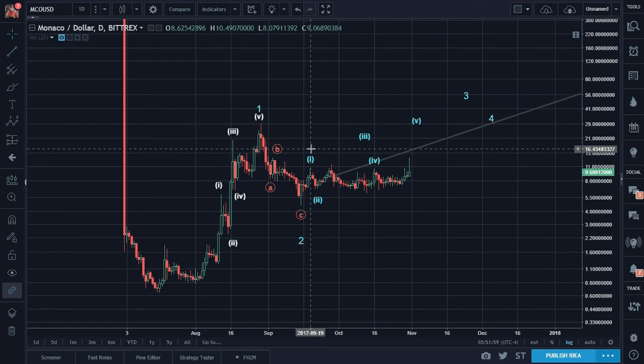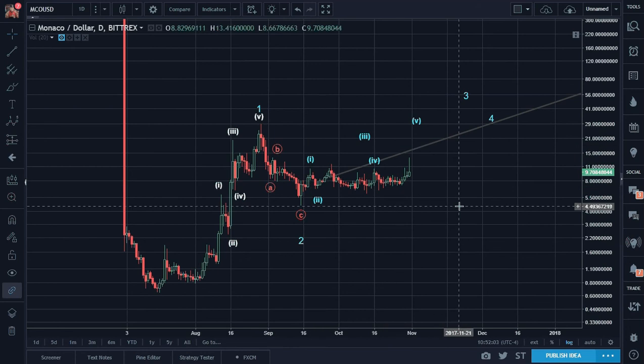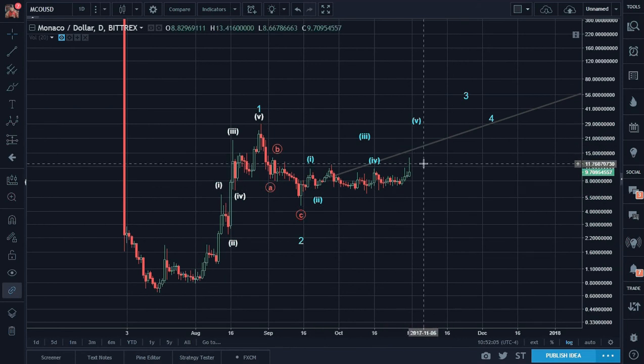Okay, here is Monaco, MCO. Looks like it's getting some activity here on the price side. These are the original labels that I had from the most recent update that I made on Monaco. I think it was about a month ago.